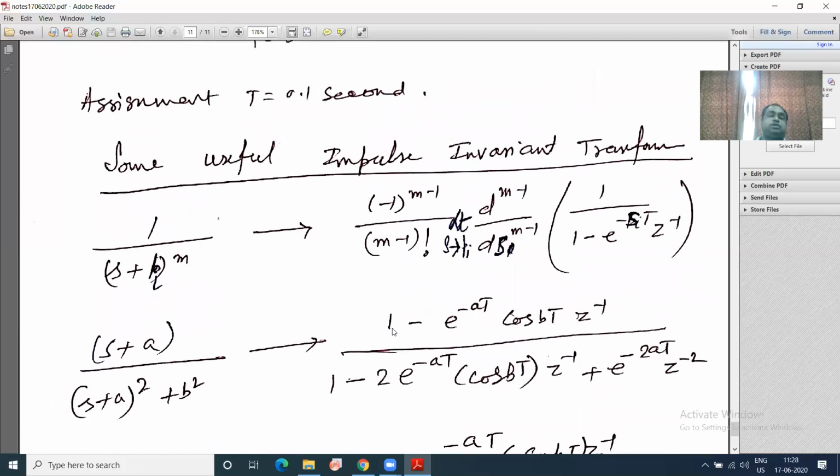With this, my topic of the impulse invariant method is complete. The next topic that we will discuss is another important technique called bilinear transformation. Next class I will take on Saturday. On Saturday I will discuss another technique of transforming S to Z, and this is known as bilinear transformation.